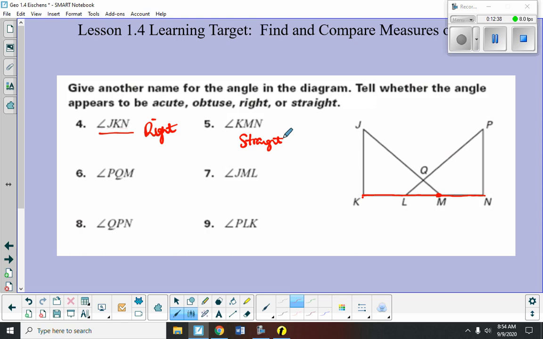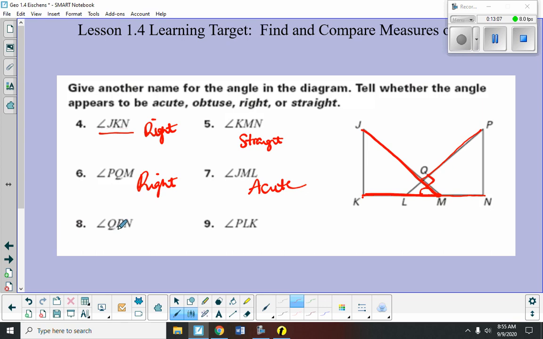Next, we have angle PQM. So from P to Q to M. Well, that looks like a right angle again. It appears to be. That doesn't mean it is. Next, we have angle JML. So from J to M to L, that's acute. So that's less than 90. So that's an acute angle.